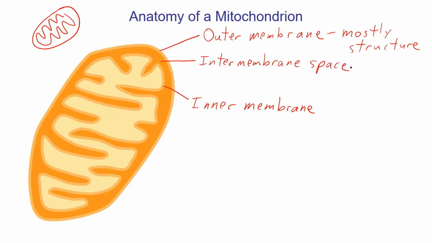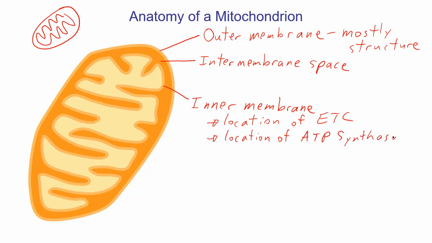I just left some space, but the inner membrane. So the inner membrane, this is the location of the electron transport chain. So ETC is electron transport chain. And this is also the location of ATP synthase. So this is good. We're going to make a bunch of ATP there.